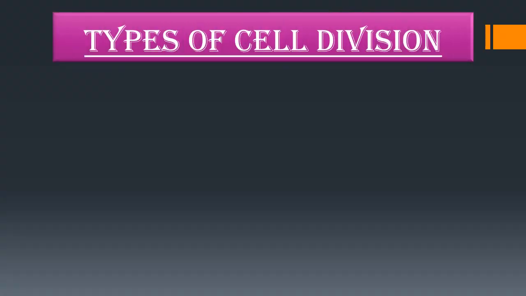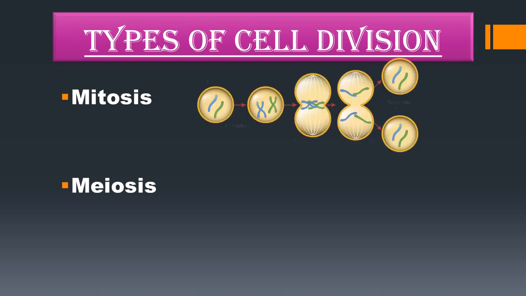Alright, so we have studied the different types of cell division. Students, there are two types of cell division. First is mitosis and second is meiosis. We have completed mitosis cell division. In mitosis, a single cell divides through the different stages and two daughter cells are produced, and these two daughter cells are genetically identical with the original parent cell.